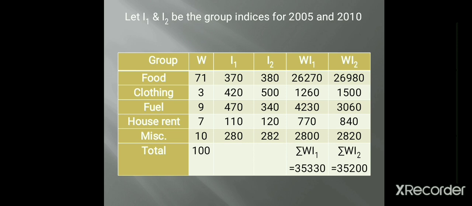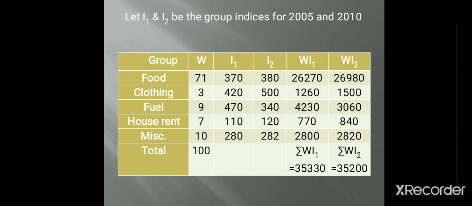The first value, multiply 71 by 370 results in 26,270. The next value, 3 multiplied by 420 is 1,260. Next, 9 multiplied by 470 is 4,230. 7 multiplied by 110 is 770, and the last value 10 multiplied by 280 is 2,800.